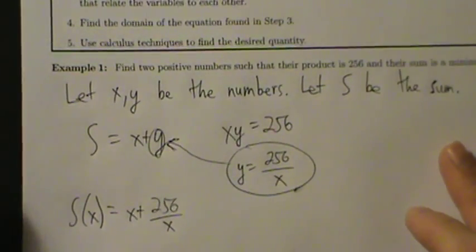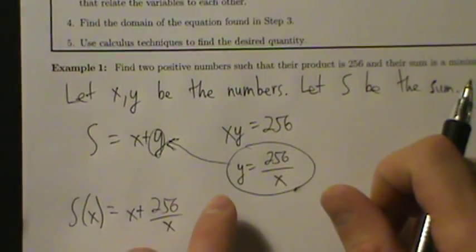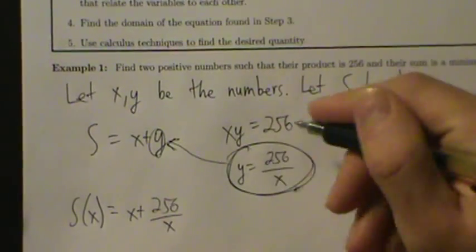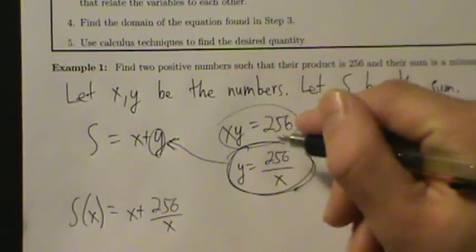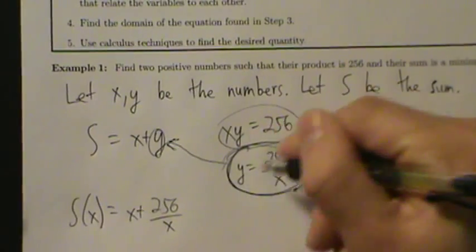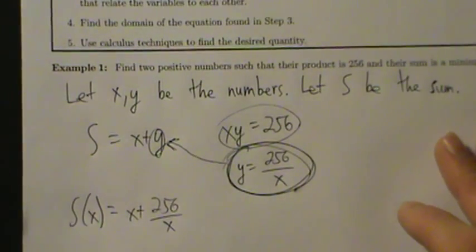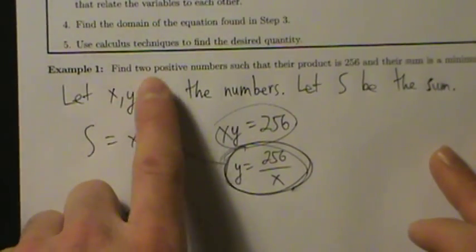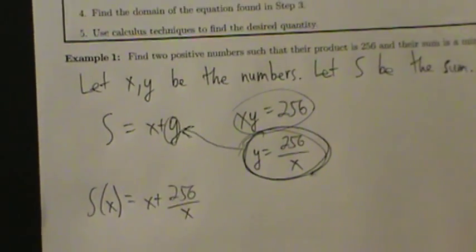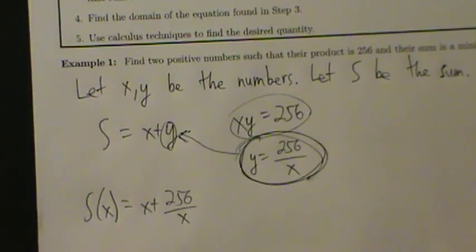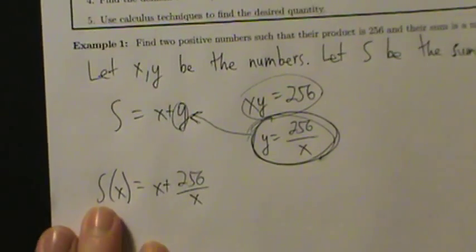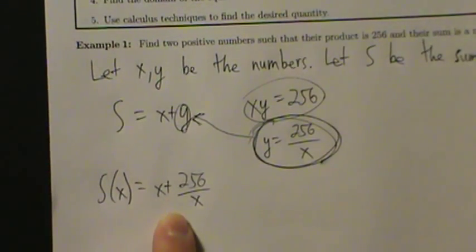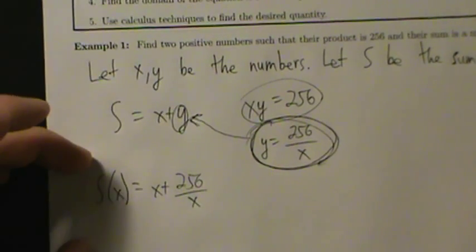Okay, so x and y are variables, but no matter what's happening, this relationship is always going to be true, because x times y is 256, so this relationship is also always true. And you might be thinking, what if we divide by 0? That's bad, but it's okay because both these numbers are positive. So anyway, that's it for step three: reduce the equation to one with a single independent variable. So now S of x equals x plus 256 over x. It's just one equation in terms of x.